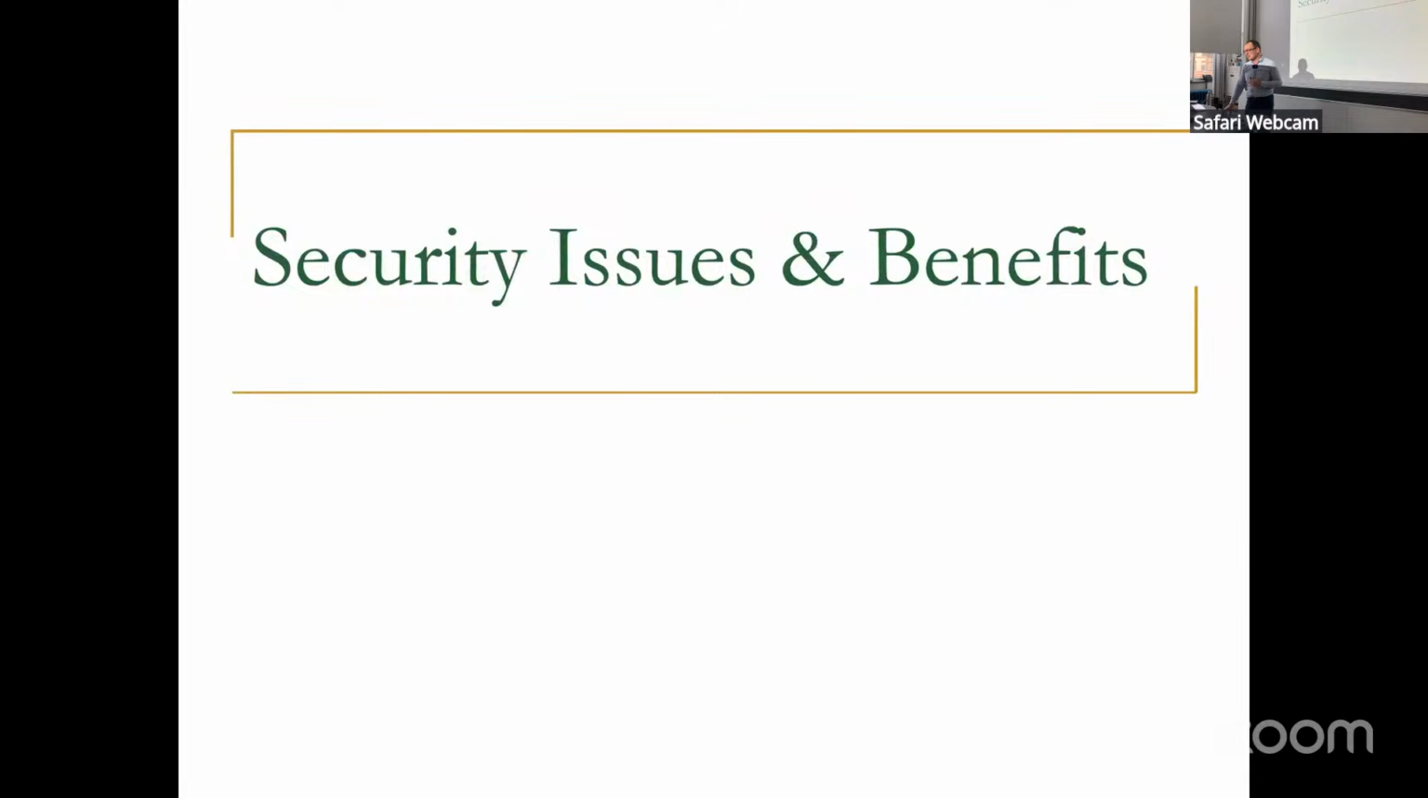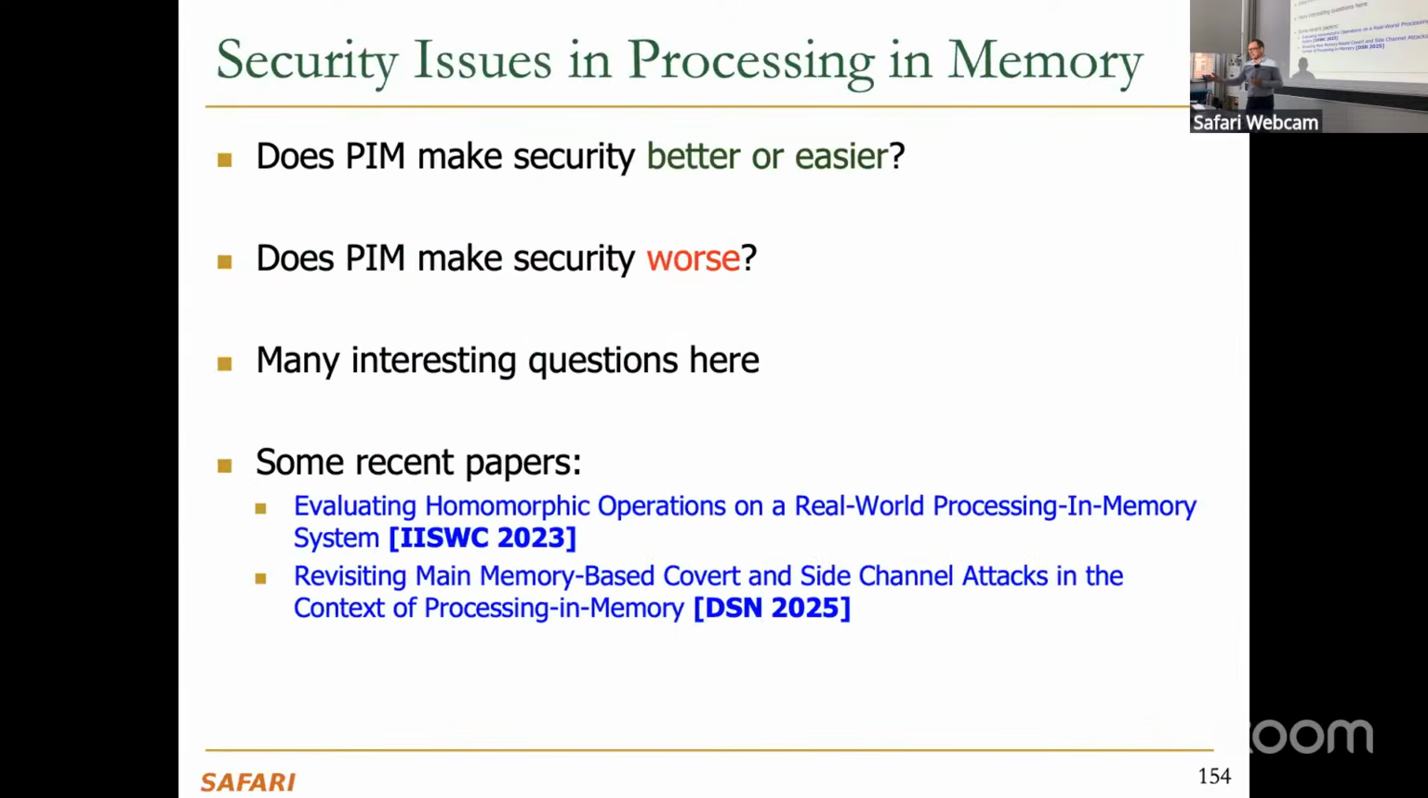There's one thing I will mention. There are also interesting security issues that are related to processing in memory. There's no perfect answer to this. Basically, the questions are, does PIM make security better or easier? Does PIM make security worse? There are many interesting questions over here. And one of the things that, for example, does processing using memory make RowHammer worse or RowPress worse?